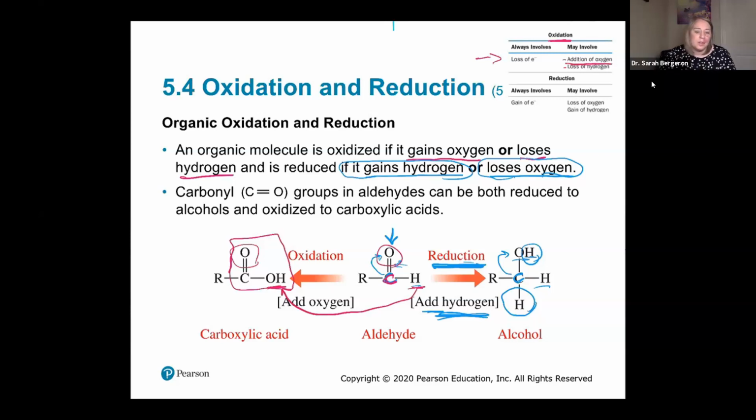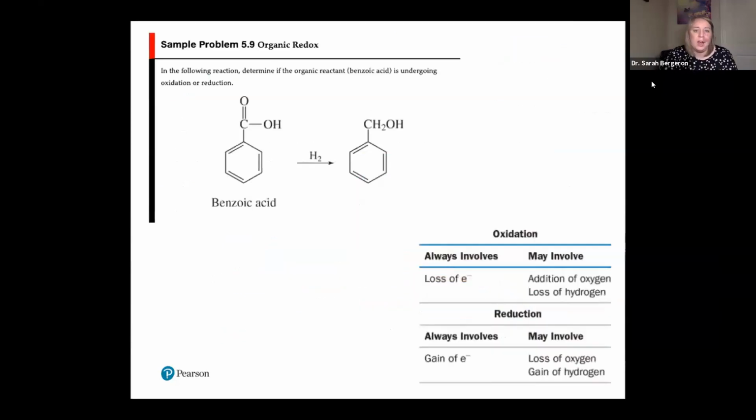Okay. All right, so let's try an example. In the following reaction, determine if the organic reactant, benzoic acid, is undergoing oxidation or reduction. So when you look at this, I want to look at how many of each thing I have, but I'm not so worried about this R group. What I'm really worried about, that didn't change. From one to the other, it didn't change. So I don't really want to look at that.